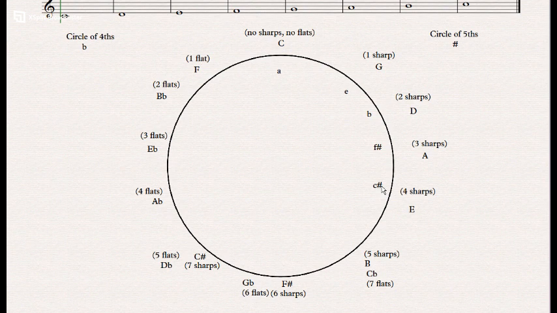If I'm using C sharp and I go 5 notes, I would have, let me see, a minute here, C sharp, D sharp, E, F sharp, G sharp. So I would have a G sharp scale. G sharp is going to have the same amount of sharps as B, same 5 sharps.